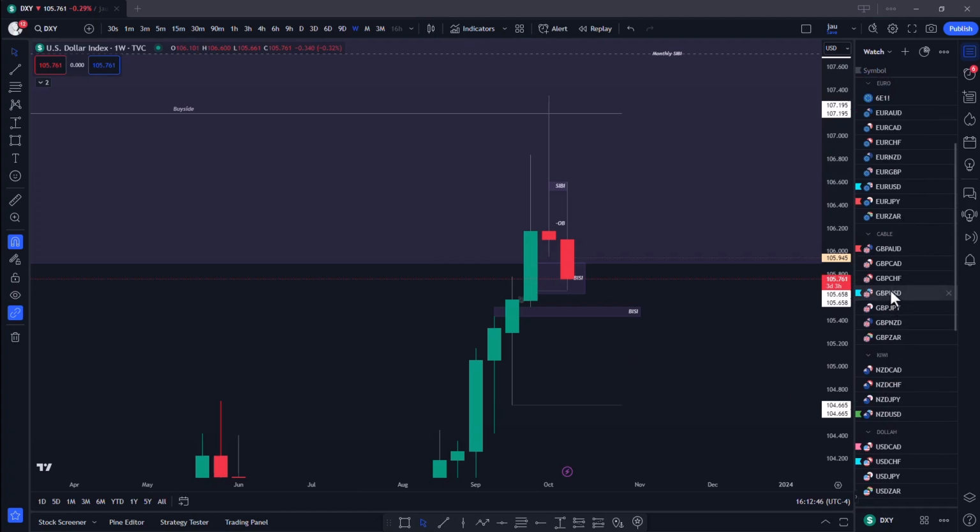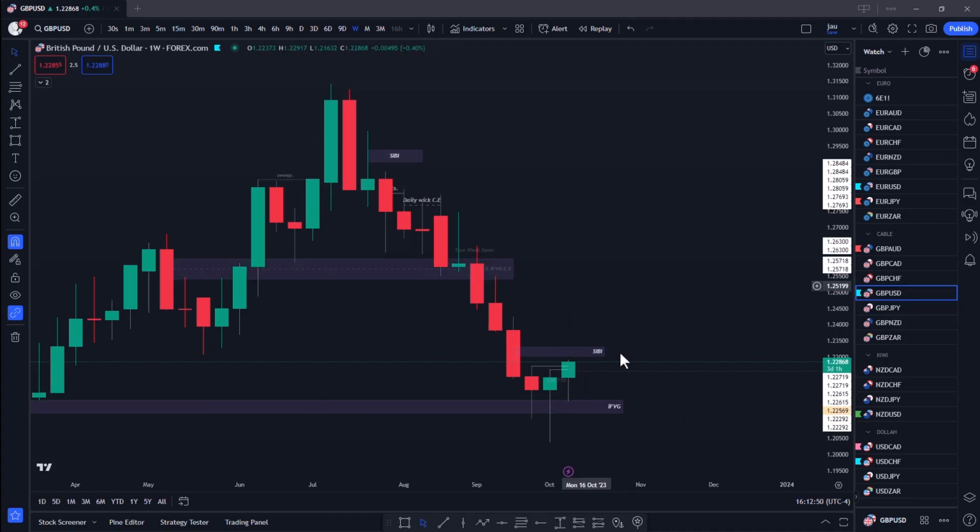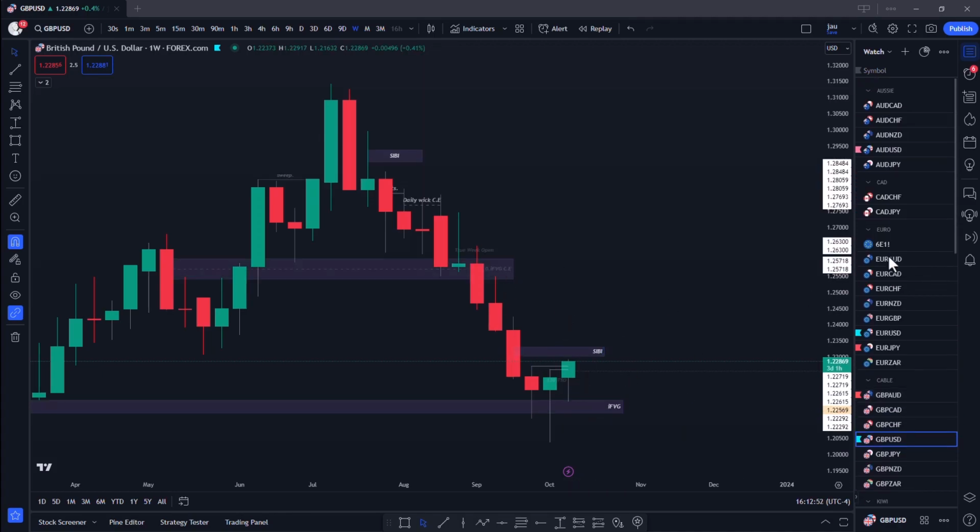Of course, the euro and the pound, they all look opposing from what we just saw now on the dollar index.